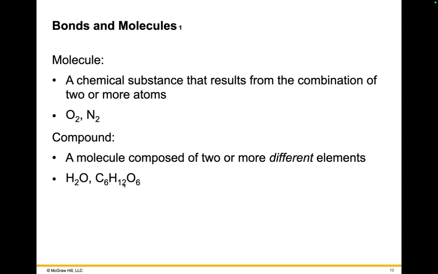Glucose, or C6H12O6, is a compound because it is made of more than one type of atom, and it is also a molecule because it's made of more than one atom.